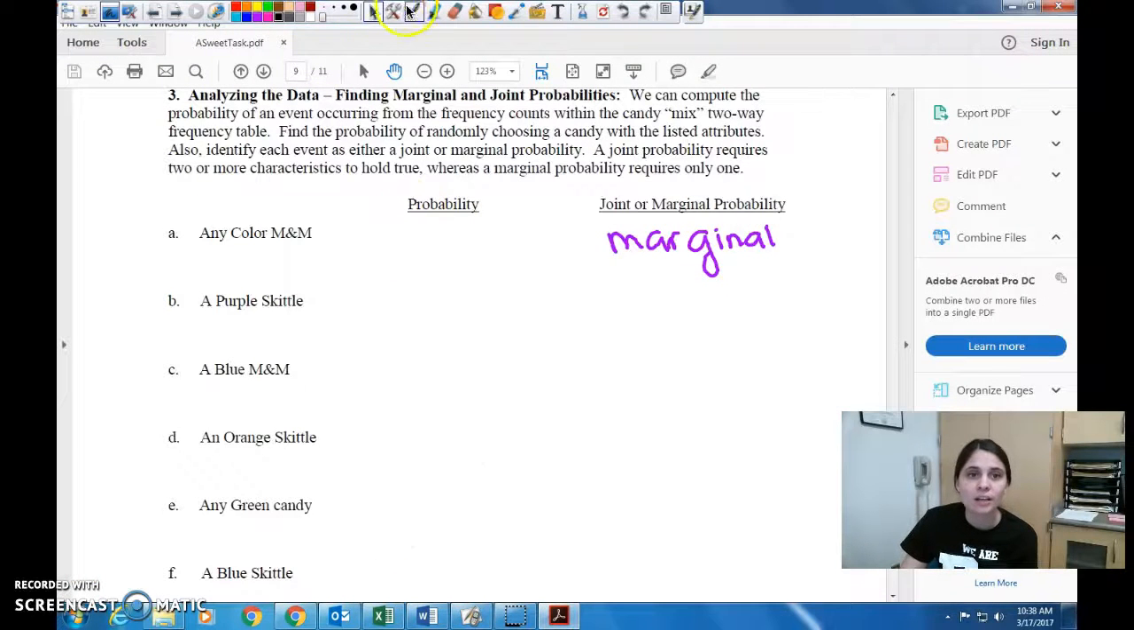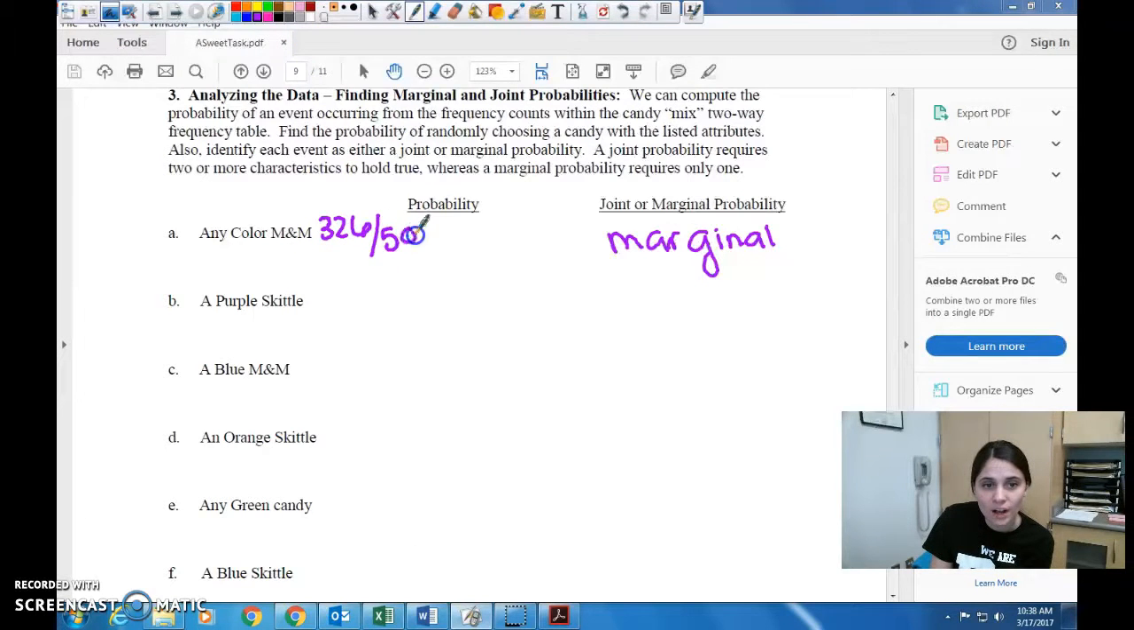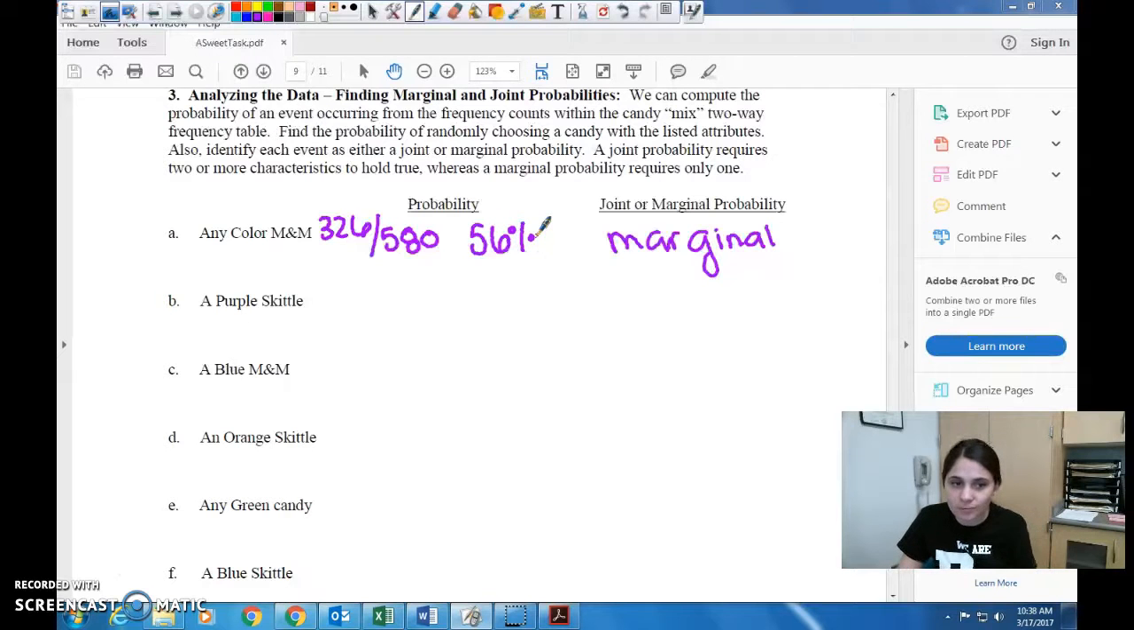So I'm going to come here, and I have 326 divided by 580. So if I take a calculator and go ahead and divide that out, 326 divided by 580 is 0.56, which is 56%. So the probability of drawing any M&M is 56%.